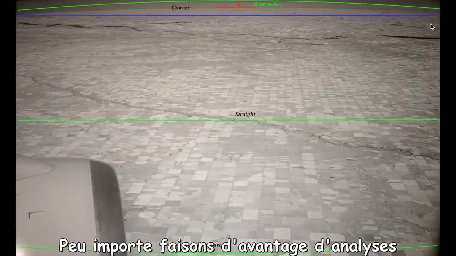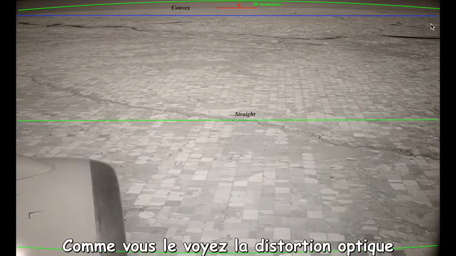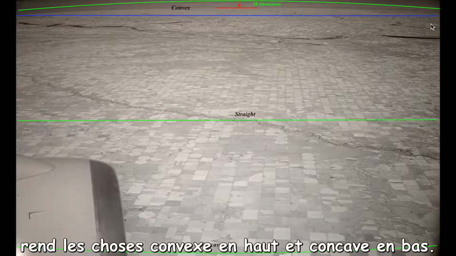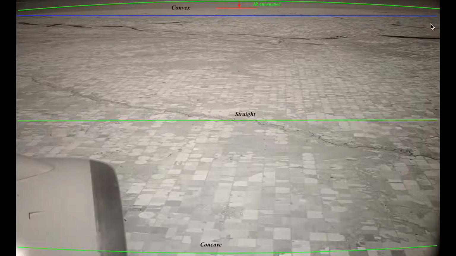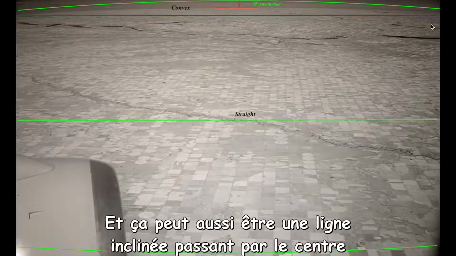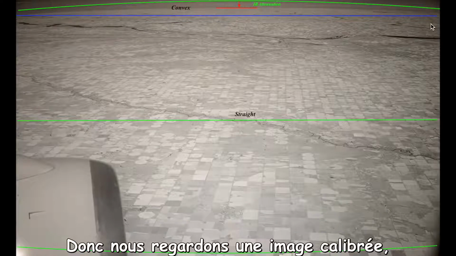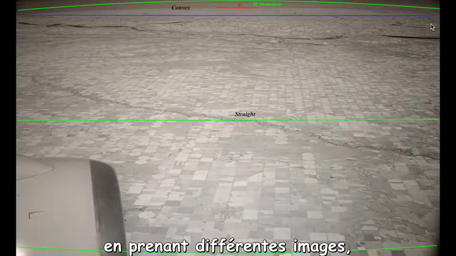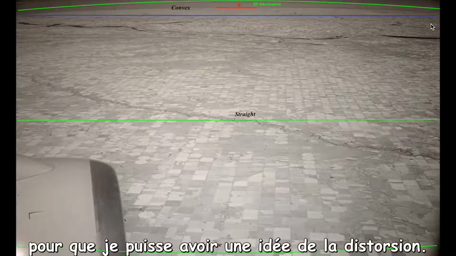Anyway, let's do more analysis. As you're aware, barrel distortion makes things look convex at the top and concave on the bottom, and there is no distortion along the middle. That can also be an inclined line passing through the center. So we'll look at an image I've calibrated by taking different images, so I can get a feel for the distortion.